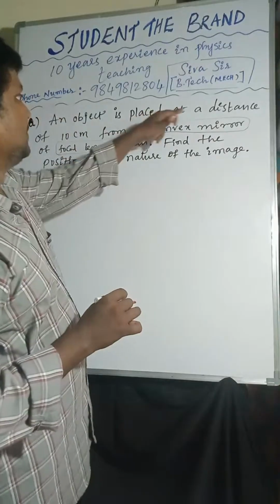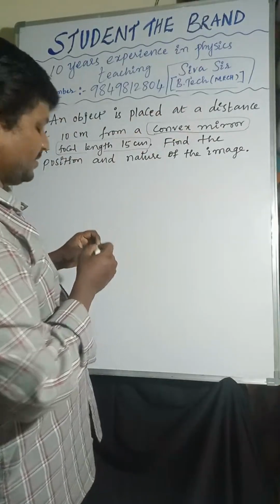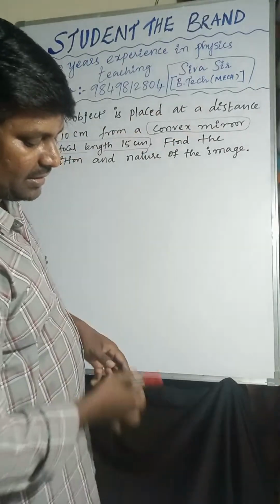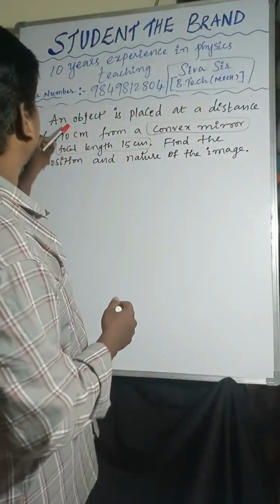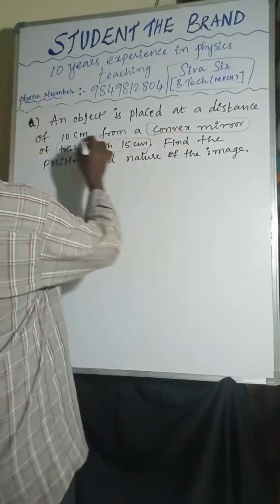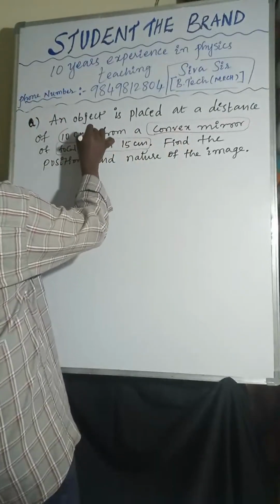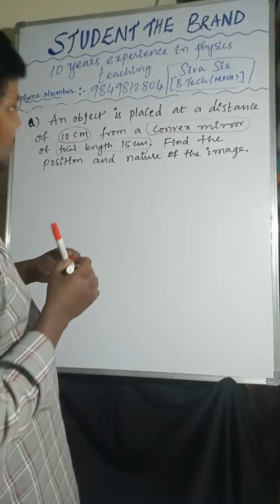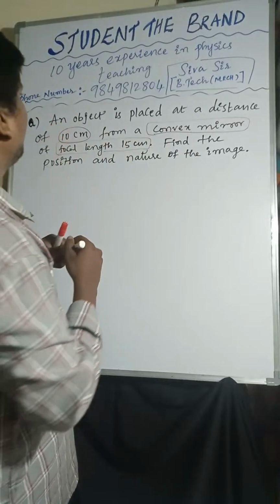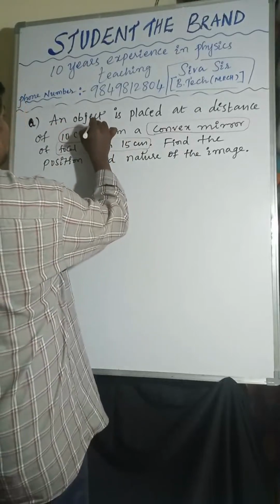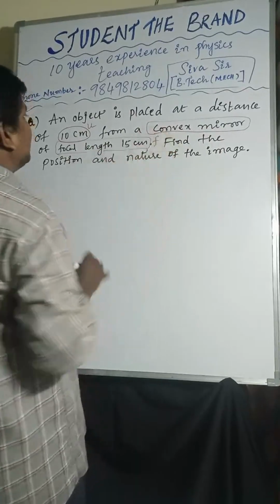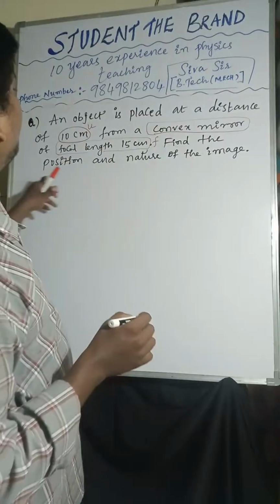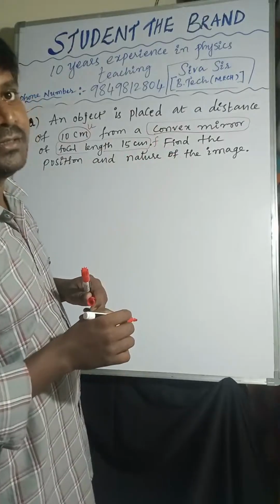An object is placed at a distance of 10 centimeter. So the object distance is given. How much distance? 10 centimeter. So you can write object distance and convex mirror focal length. Find the position and the nature of the image.